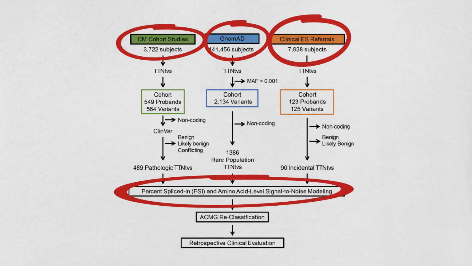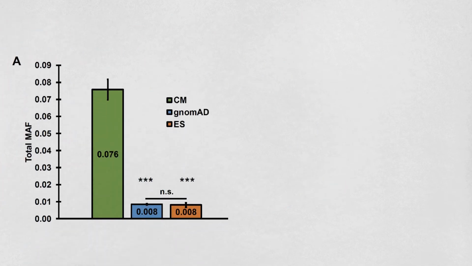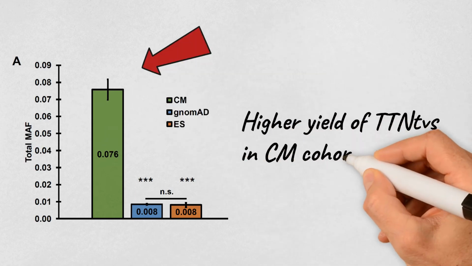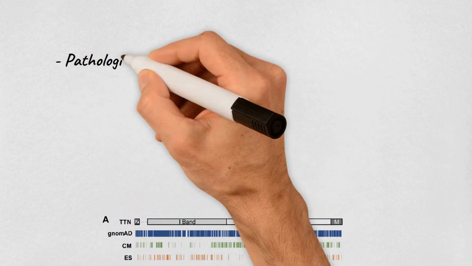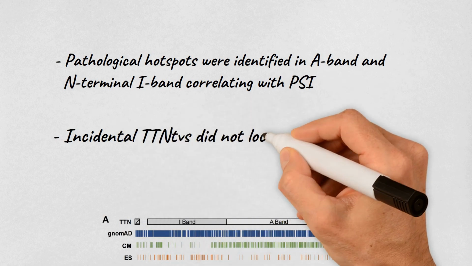The yield of Titin truncating variants was similar in gnomAD and clinical exome sequencing groups, but markedly higher in those evaluated for cardiomyopathy. Pathological hotspots were identified within the A band and N-terminal I band, which closely correlated with regions of high percent spliced in. Incidental truncating variants and population truncating variants did not localize to these regions.